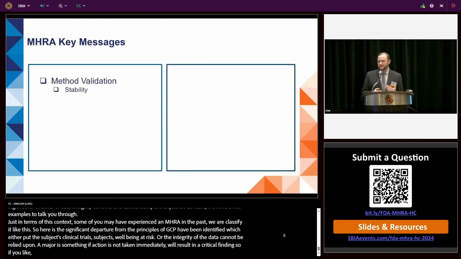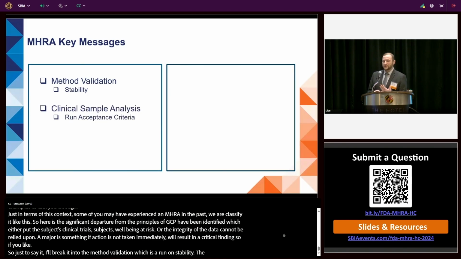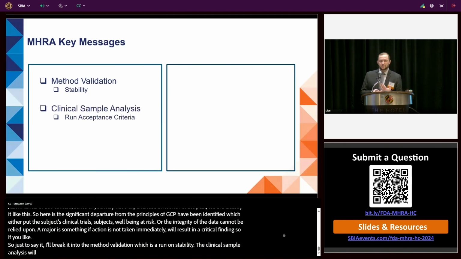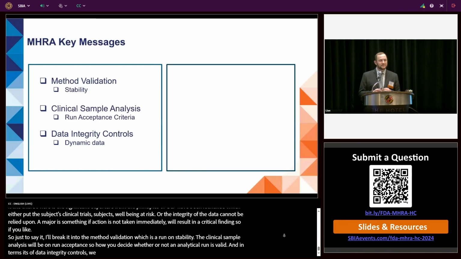So we'll break this into the method validation example I've selected, which is around stability. The clinical sample analysis will be on run acceptance, so how you decide whether or not an analytical run is valid. And in terms of data integrity controls, we are going to talk about dynamic data.